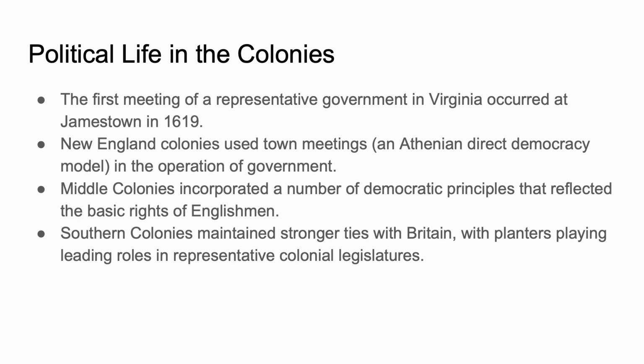Politically in the colonies, we have the first meeting of a representative government in Jamestown in 1619. Remember, that's the House of Burgesses. The New England colonies used town meetings in the operation of government.